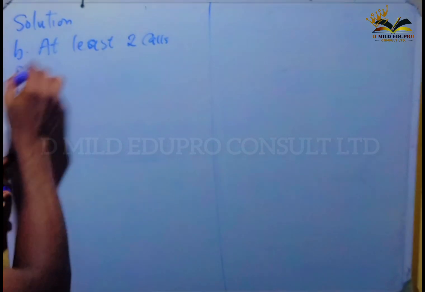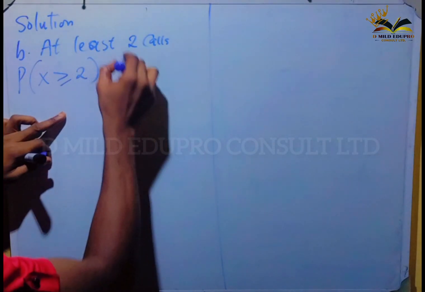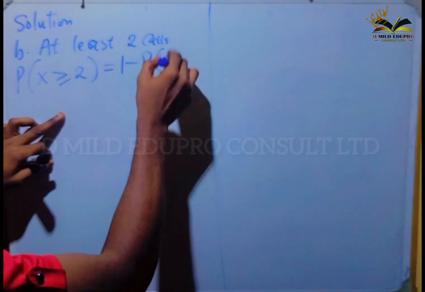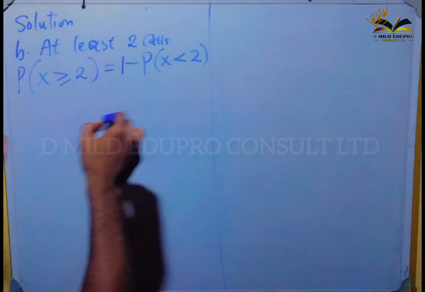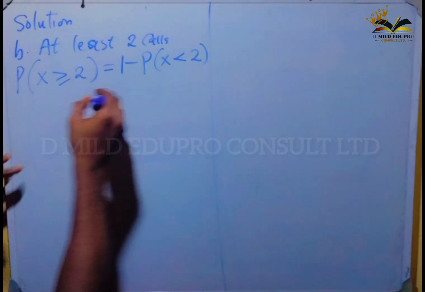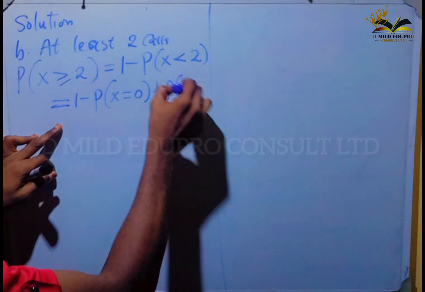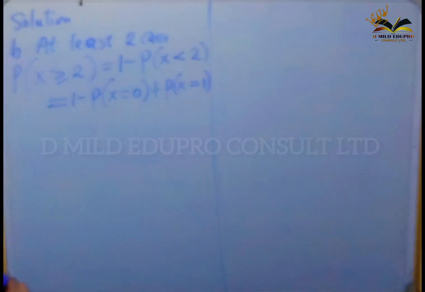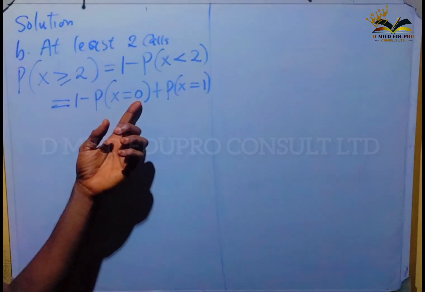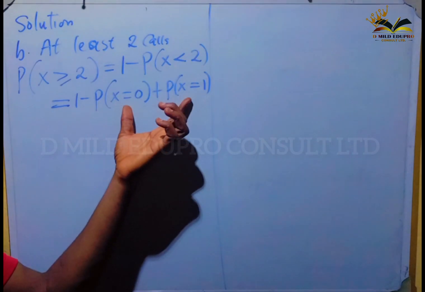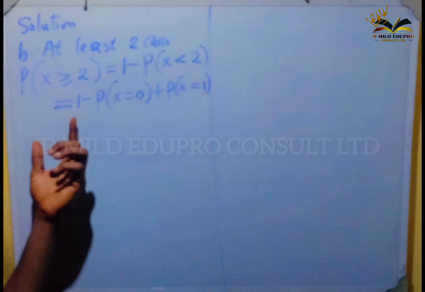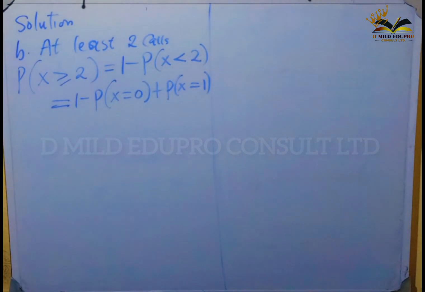So probability of x greater than or equal to 2 is what you are going to be doing, which is the same thing as 1 minus probability of x less than 2. And probability of x less than 2 can be given as probability of x equals 0 plus probability of x equals 1. So we're going to be looking for probability when k is 0 and when k is 1. We add it together, we subtract it from 1. That will be our answer to at least 2 calls.